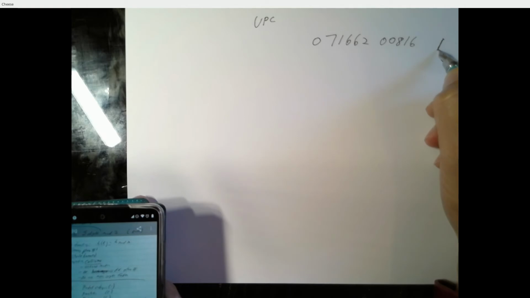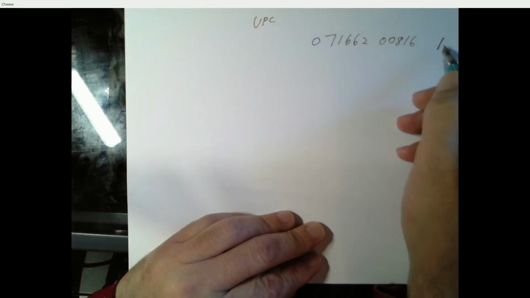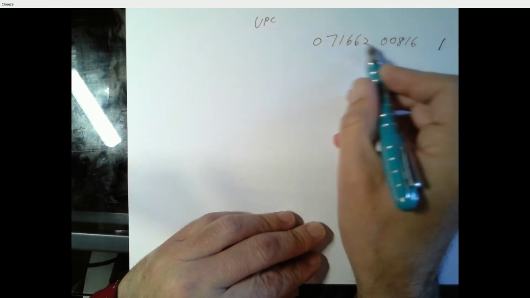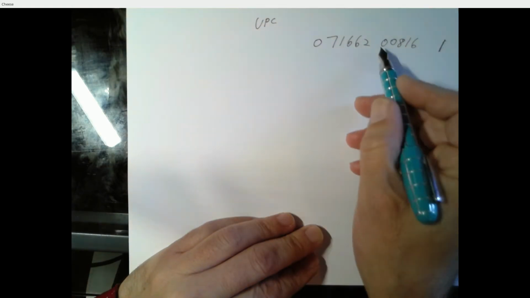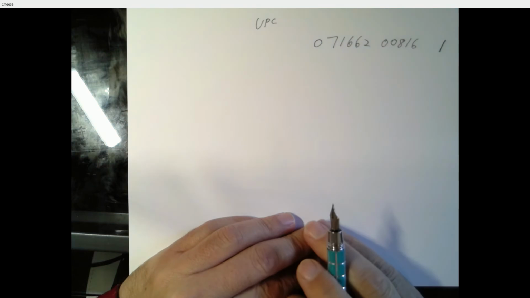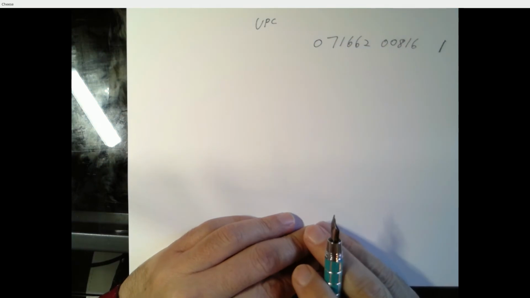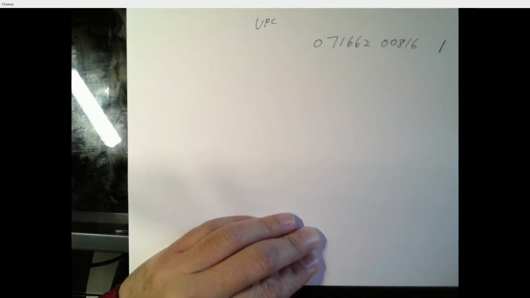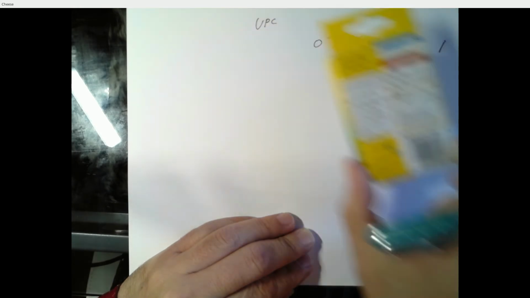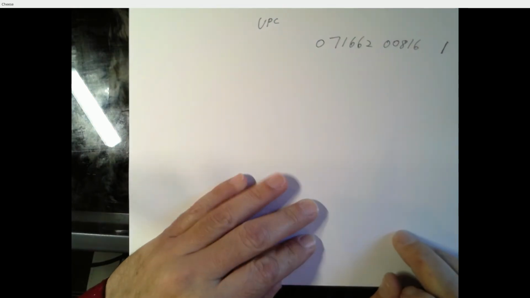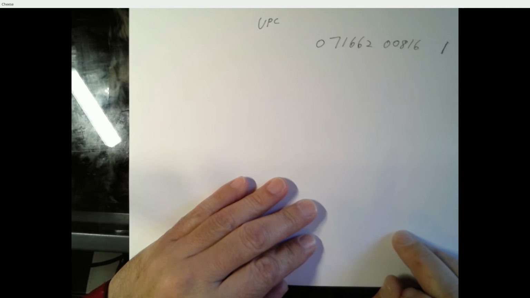Well, this 1 is what's called a check digit, and it's a number that can be generated from these 11 digits. And if any of these digits changes, you'll get a different check digit. Okay, so it's a way to ensure that this coding with these bars is done accurately. So here's the way UPC works.